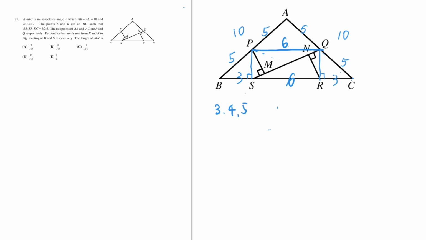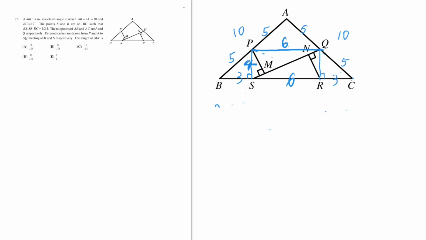PQS is a right triangle, so that's the 3, 4, 5 Pythagorean triple. So PS is the 4. Use the Pythagorean theorem: PS square equals 5 square minus 3 square. So still you get the 4. That's PS. Now we look at another right triangle.